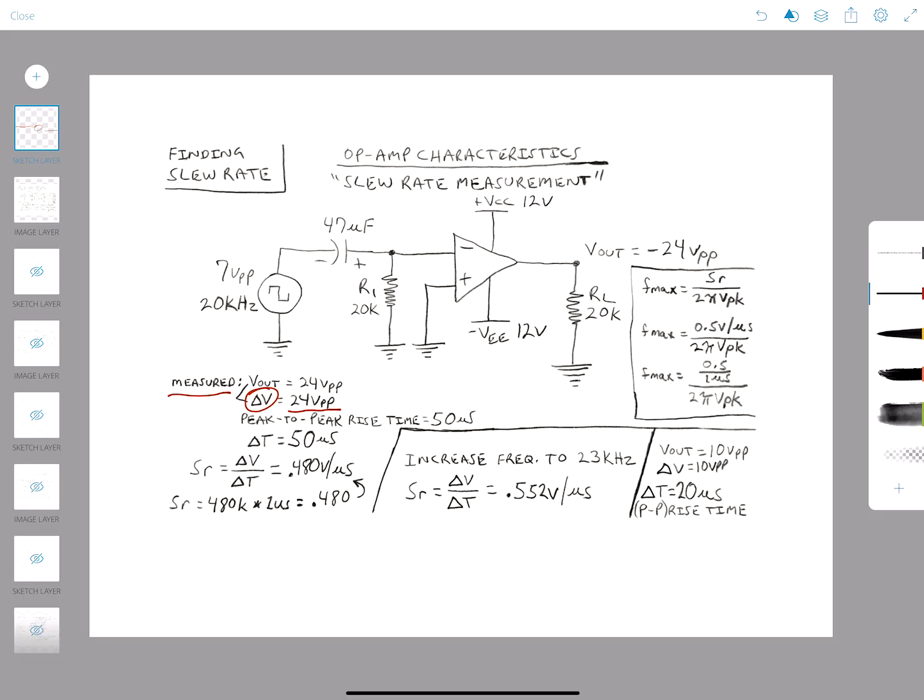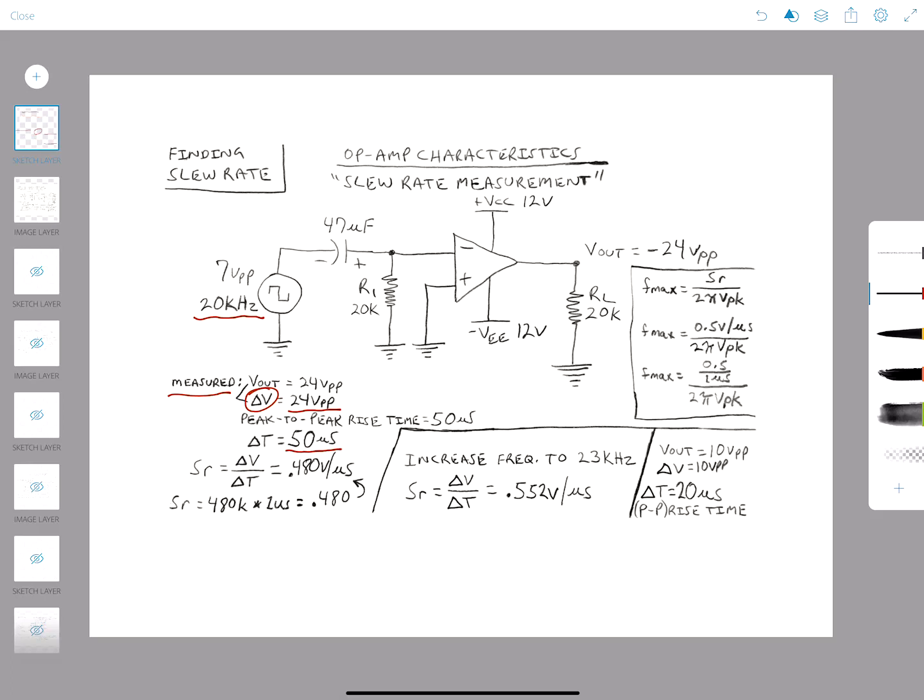So now that we have our 24 volts peak to peak, this was just a measured output, which I just made up. We can figure out now what our time is based on the frequency. We know that this is the frequency coming in, the 20 kHz. How do we figure out what time is? We just reciprocate that, 1 over 20 kHz, and that's going to give us 50 microseconds.